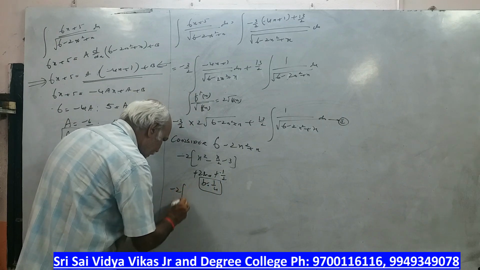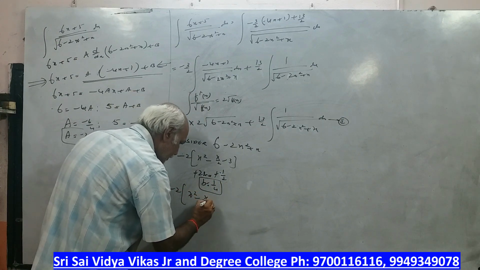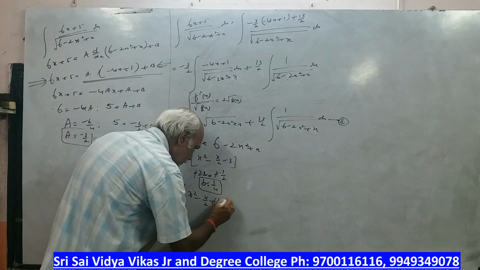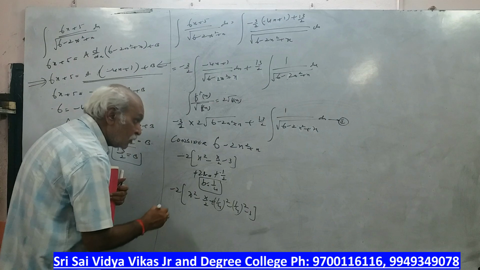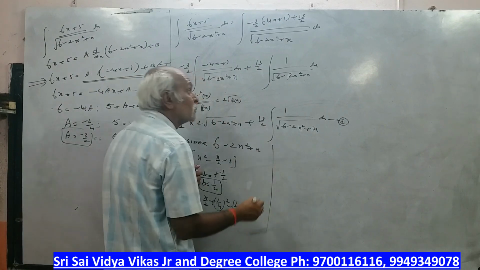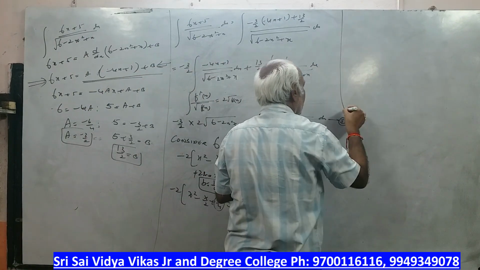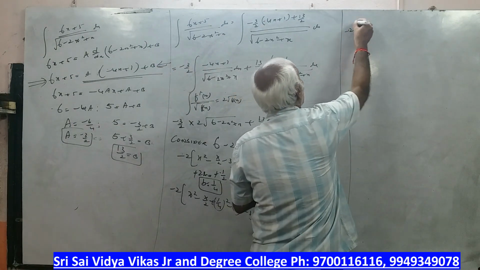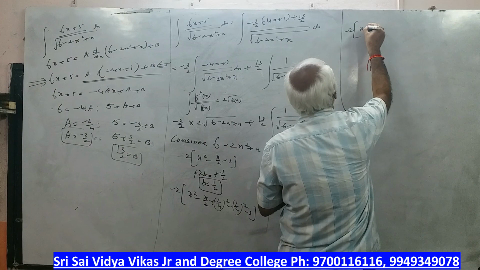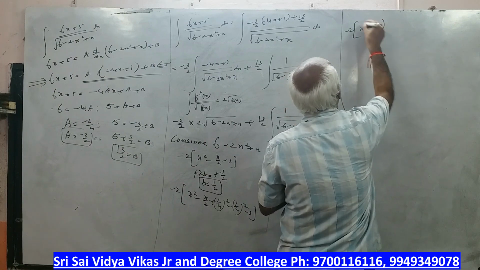Therefore, minus 2 into x square minus x by 2 plus 1 by 4 whole square minus 1 by 4 whole square minus 3. I am writing here, continuing here. So what will happen? Minus 2 into x minus 1 by 4 whole square.